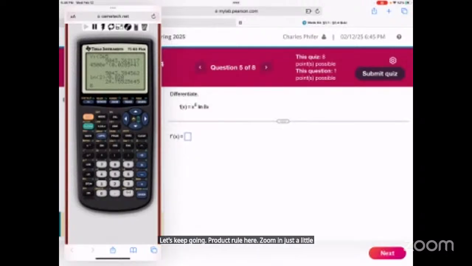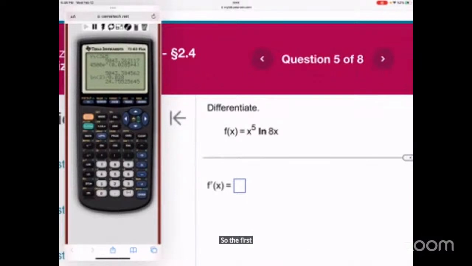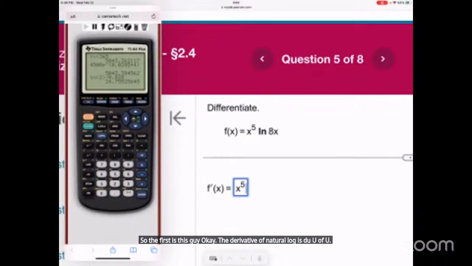So the product rule: first times the derivative of the second plus the second times the derivative of the first. So the first is this guy. Okay. The derivative of natural log is du over u. So that's going to be 8 over 8x, which is just 1 over x. X to the 5th divided by x is just x to the 4. I just didn't write out the stuff. I just wrote the result. I kind of said the steps audibly.